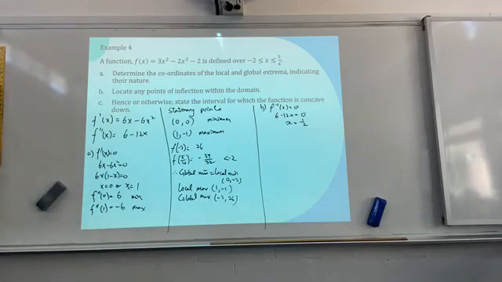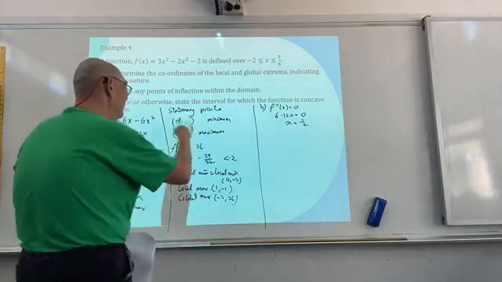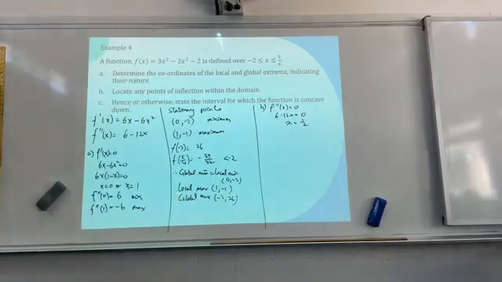So what you can do to find out whether it's a point of inflection, just substitute back into the original equation. You did 0, 0 at the top there instead of 0, negative 2. 3x squared minus 2x cubed minus 2.